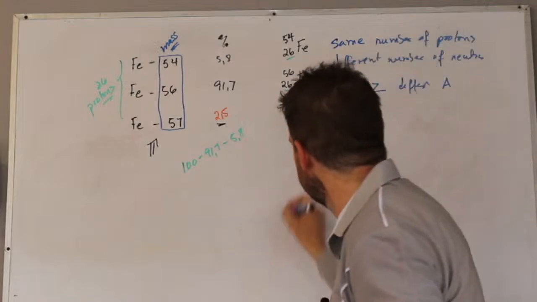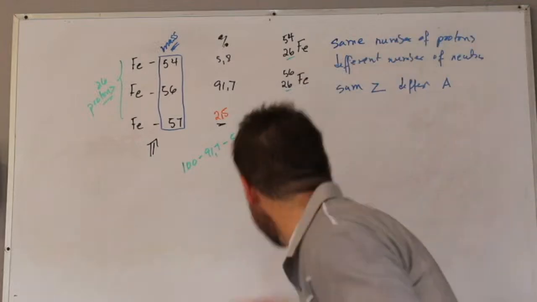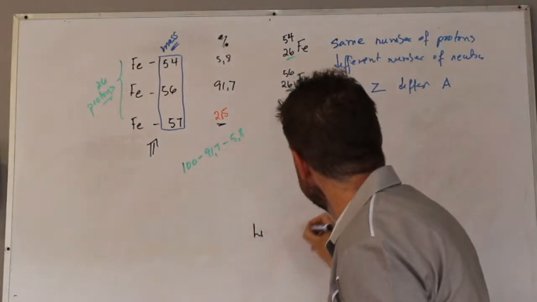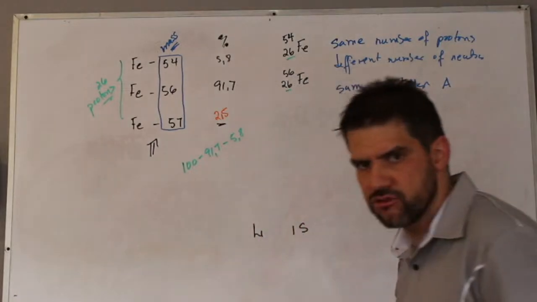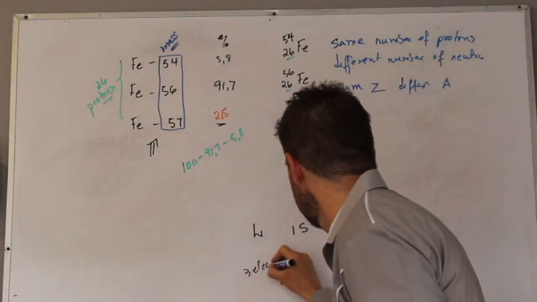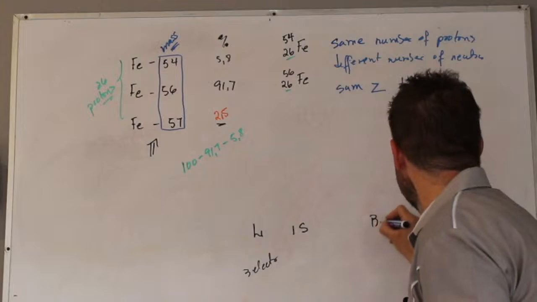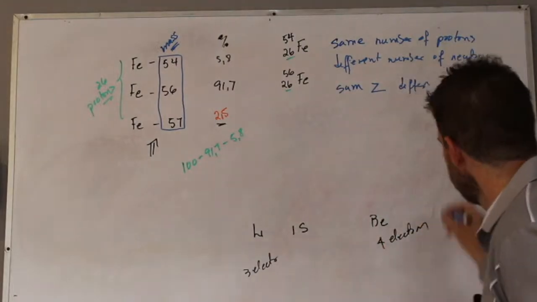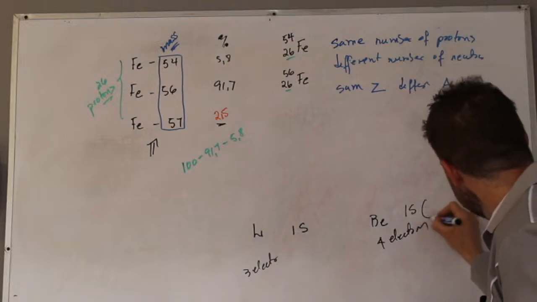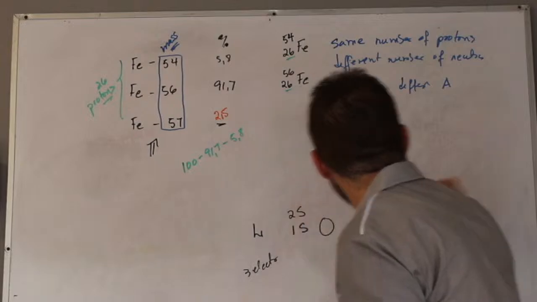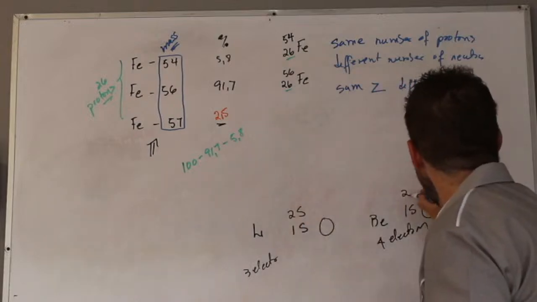We have lithium, Li. We have 1s. How many electrons does lithium have? 3 electrons. The other one is beryllium, Be, which has 4 electrons. So this one is 1s, then 2s, then 2s for both of them.